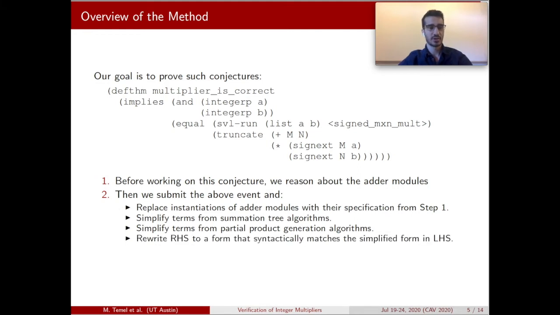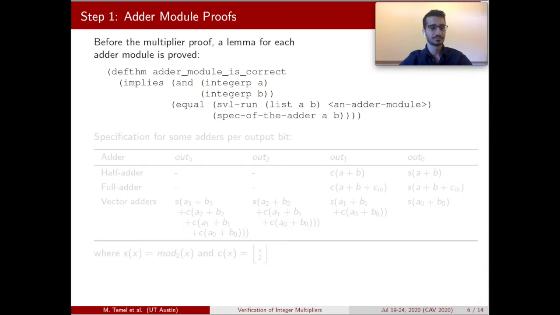After rewriting the circuit description, we rewrite the right-hand side to the same form and conclude our proofs. We developed a heuristic that we have observed to work with various multipliers, and this is what I'm going to describe here. Let's go over these steps in more detail.